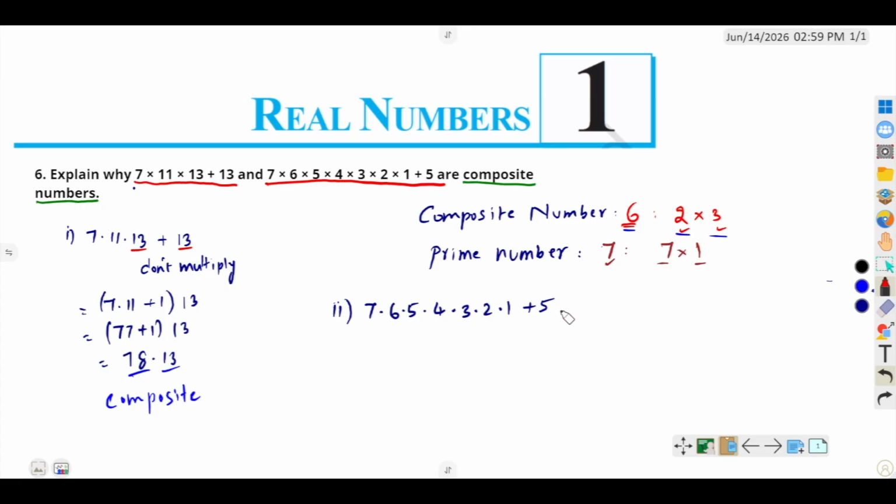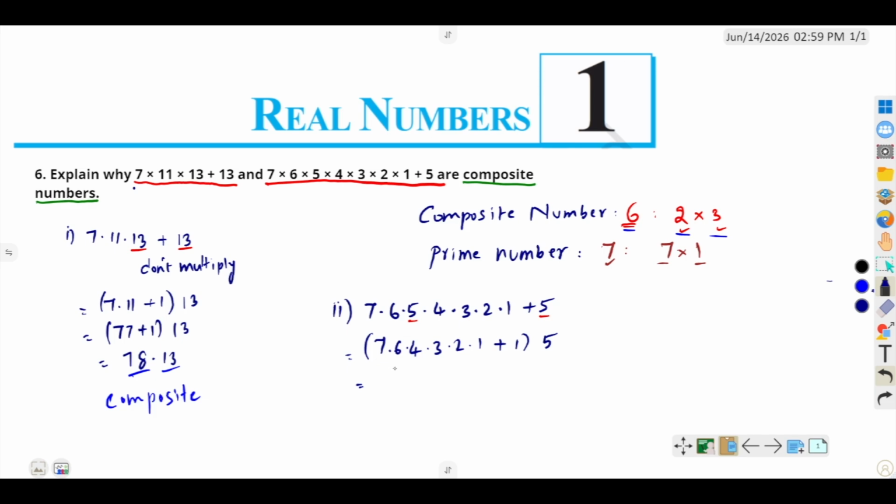Now what is common in these two? First we will check that. So 5 is common in both, right? So again, according to the distributive law, let's take 5 common. So 7 times 6, 5 is out. So 4, 3, 2, 1 plus, we have taken 5 common, so we leave 1 here.